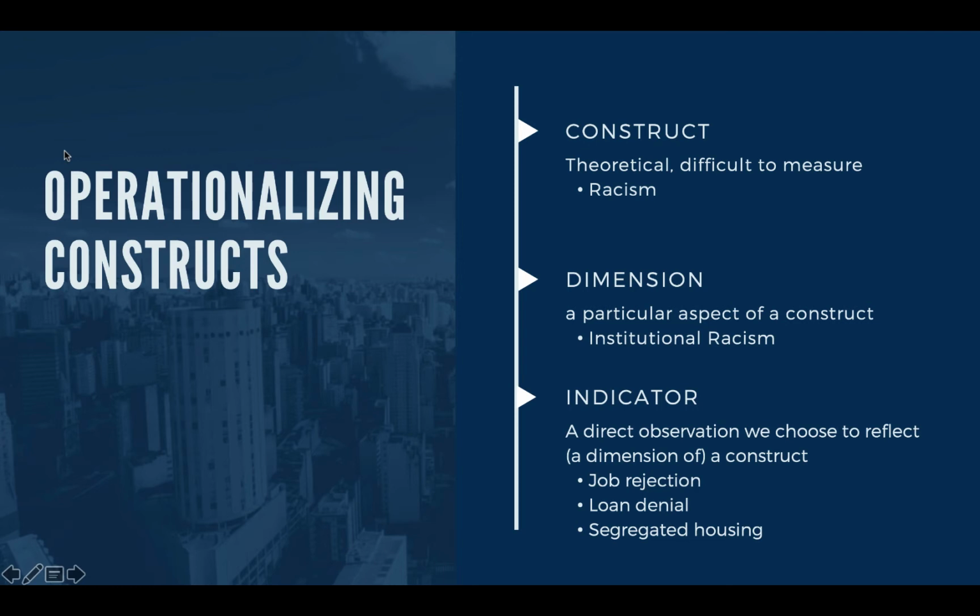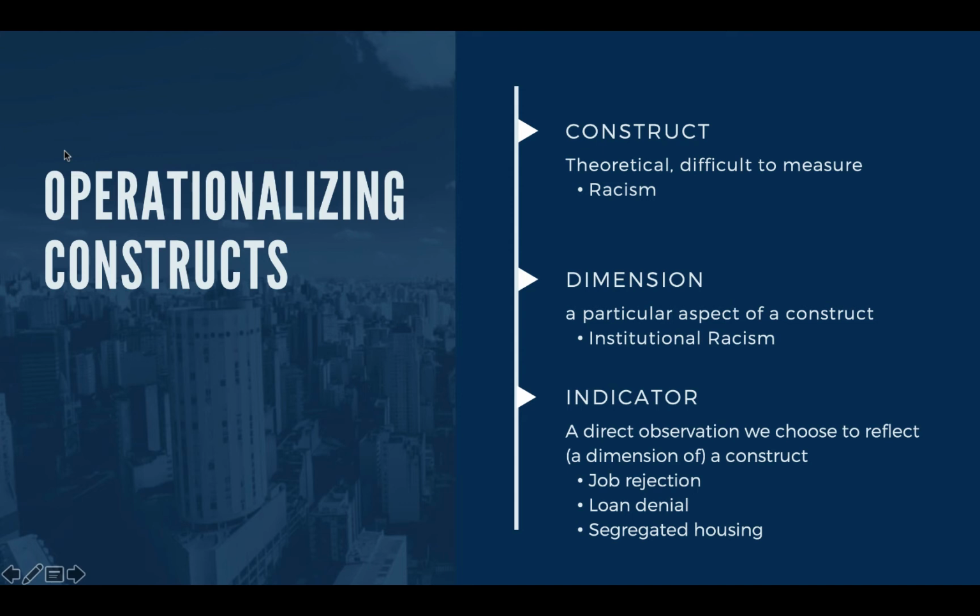But to make it easier on ourselves, we can identify things that would indicate various levels of racism. We have constructs first, and then we have dimensions within a construct, and then indicators within each dimension. So we have the theoretical construct of racism. One dimension, or one particular aspect of that construct, racism, could be institutional kinds of racism. So that means discriminatory actions or acts or experiences that operate from within a given institution. That could be a college or university, it could be your school, it could be banks. All of these things are institutions.